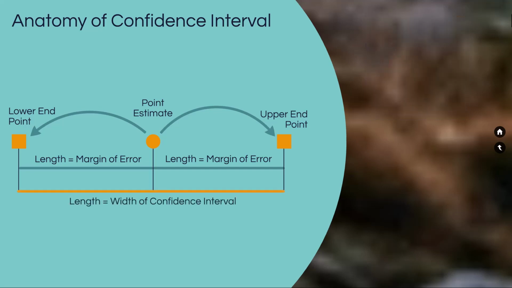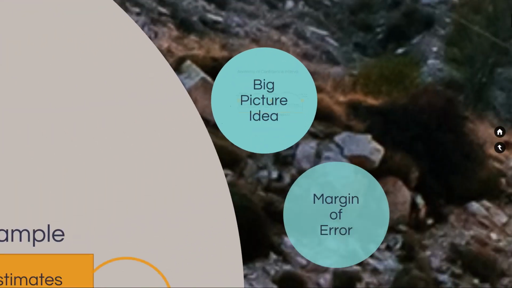And the total length of this interval, the distance between the upper and lower endpoints, we call the width of the confidence interval. And that will come back when we talk about how to interpret intervals. Okay, so this is the general idea of the confidence interval: a point estimate, an upper endpoint, and a lower endpoint. So let's dig into margin of error.